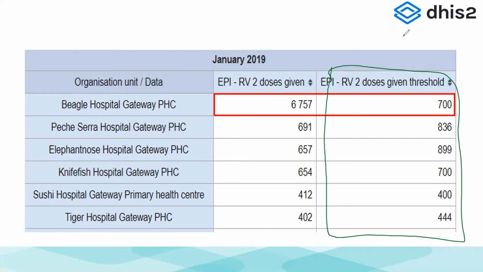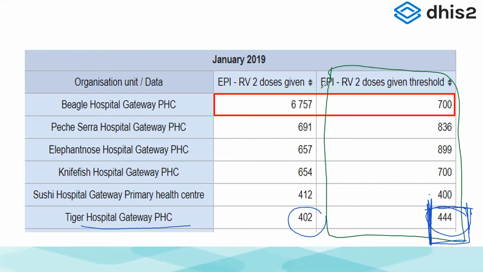So just go for the last one, Tiger Hospital Gateway PHC. I am just referring to the last row. Here, the predictor value is 444. The recorded number is 402. The predicted value means the predicted outlier boundary. So this is the boundary. Something below this is all right. So 402 being less than 444, the number is all right. So it is within the range of our predicted range.